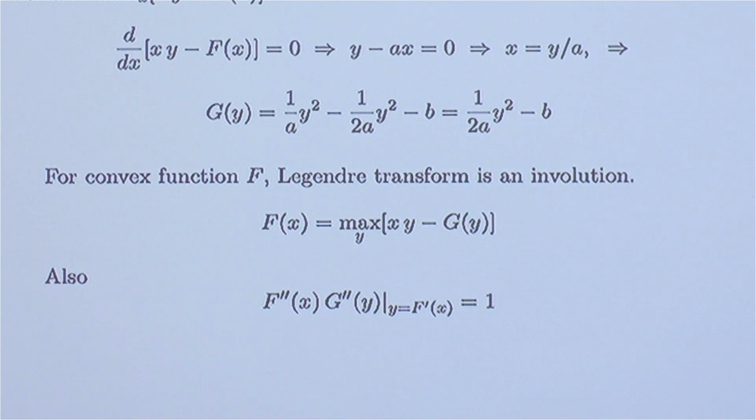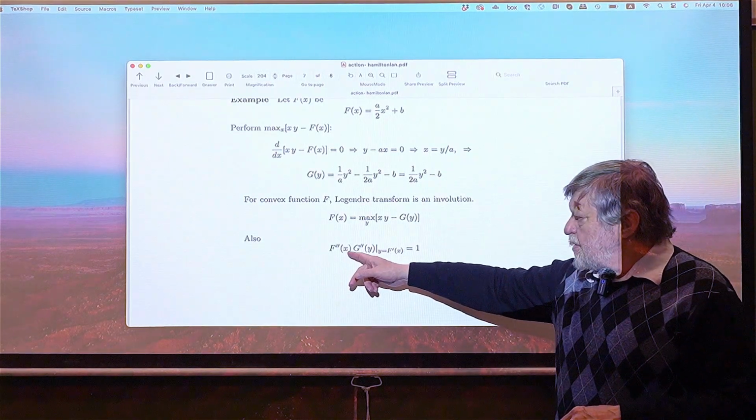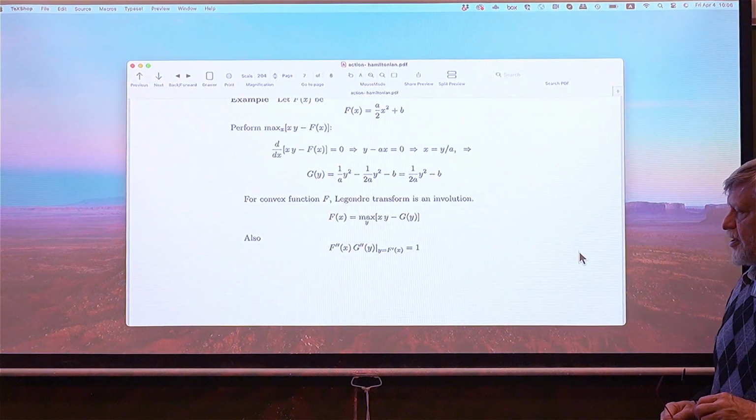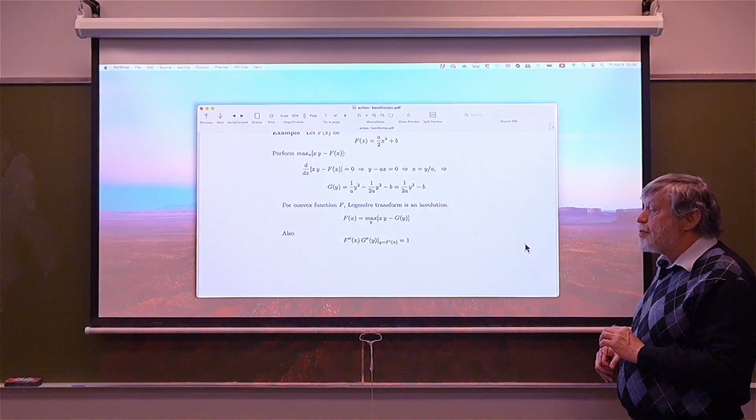So involution means duality. Involution also means that no information is lost during this transform. Since we can recover the original function, we use the same information in the transform. The transform contains all the information of the function as the original one. Also, we could find this peculiar relation that the product of second derivatives is always 1.